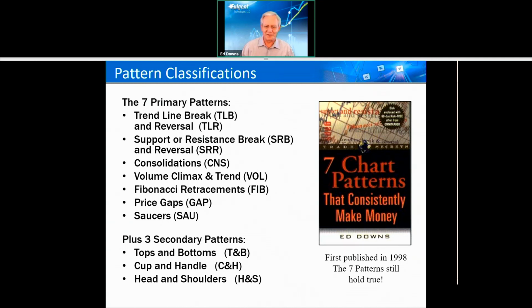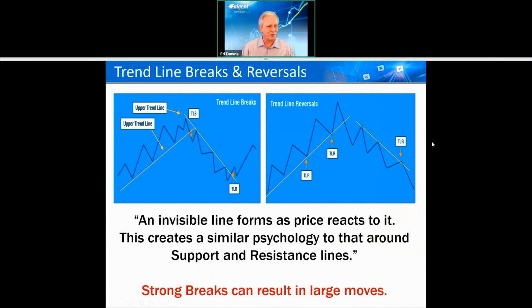Okay, so let's get down to business here and talk about these patterns and how they work out. The first one is trend line breaks and reversals. We've all seen these invisible lines that form in charts across lows and across highs. And when you break a trend line very solidly, the market's going to move, most likely. By the same token, if you come back to a trend line and reverse off of it, that's also a really good sign the market is going to move.